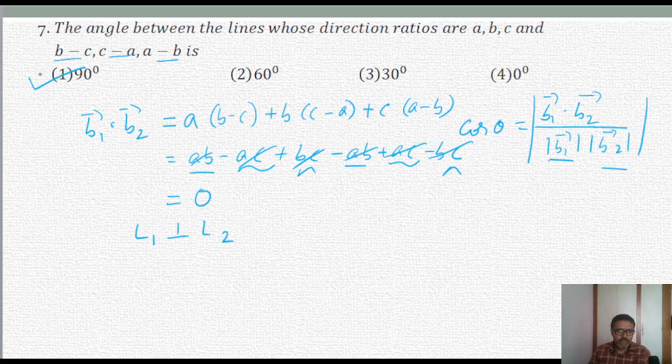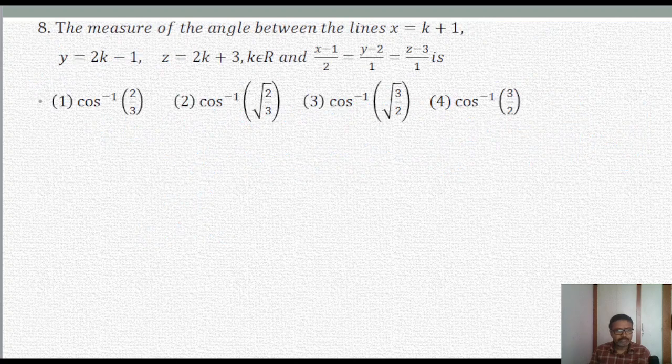Let us move on to the next one. The measure of the angle between the lines. Two lines are given here. One line is given in this form: x is equal to k plus 1, y is equal to 2k minus 1, z is equal to 2k plus 3. And one more line is already given in the standard form: x minus 1 by 2 is equal to y minus 2 by 1 is equal to z minus 3 by 1.